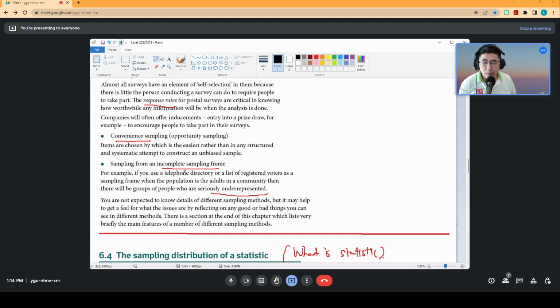Sampling from incomplete sampling frame. For example, if you use a telephone directory or list of registered voters as a sampling frame when the population is the adults in a community, then there will be a group of people who are seriously underrepresented because there will be people that are not in the telephone directory. Okay.